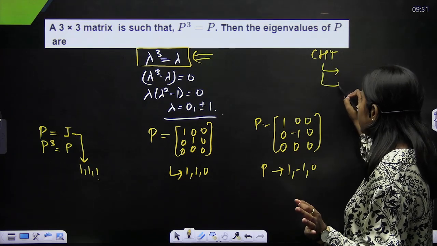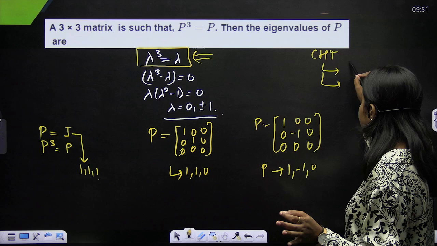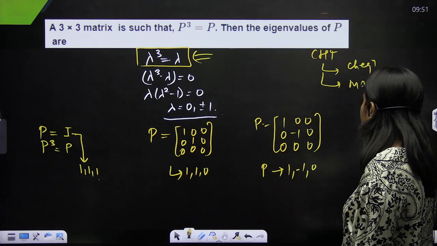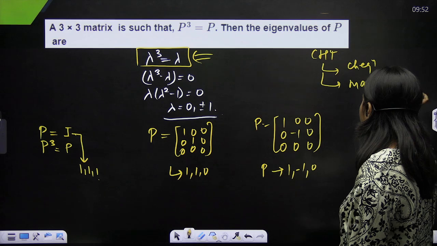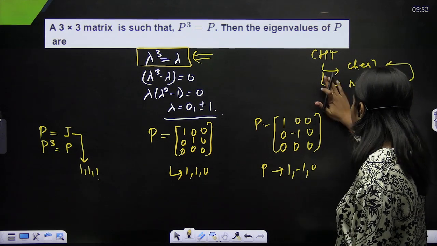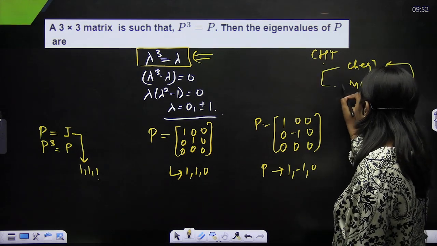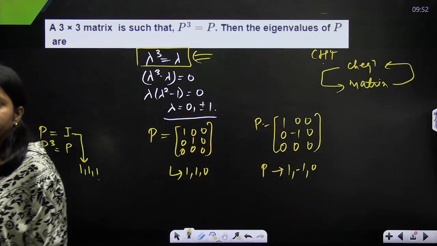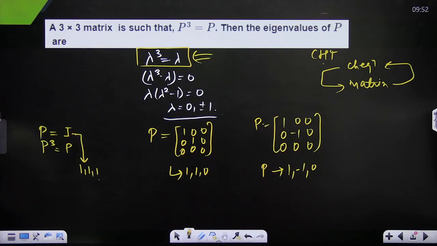Cayley-Hamilton theorem only says that if I have a characteristic equation, my matrix would satisfy it, and if a matrix satisfies an equation, then the characteristic equation would satisfy. That is all it says. It doesn't talk about eigenvalues. So think about it. And if you feel there is any doubt, you can just let me know in the chat section.